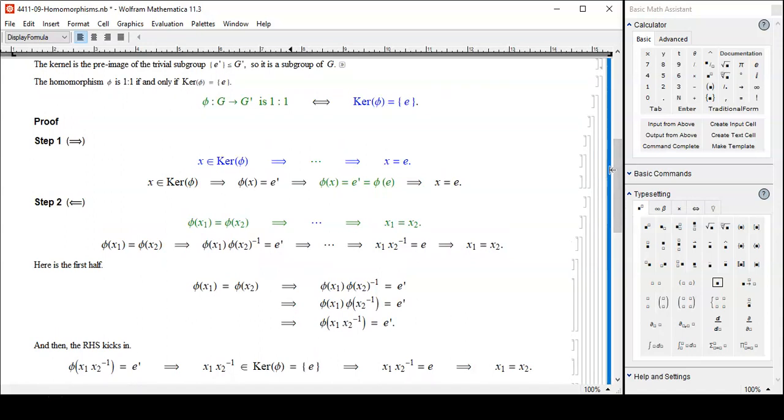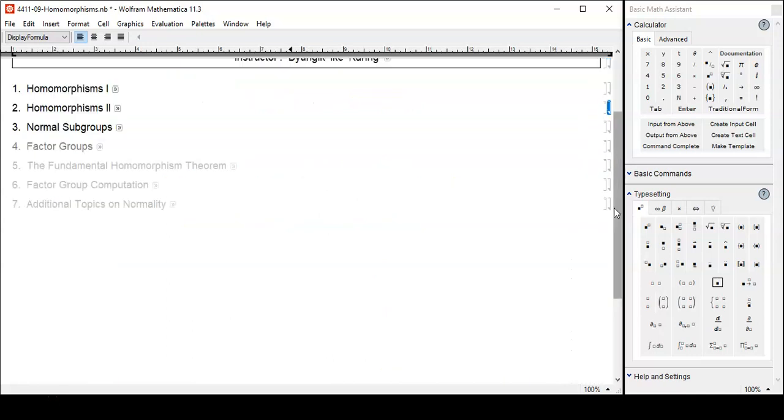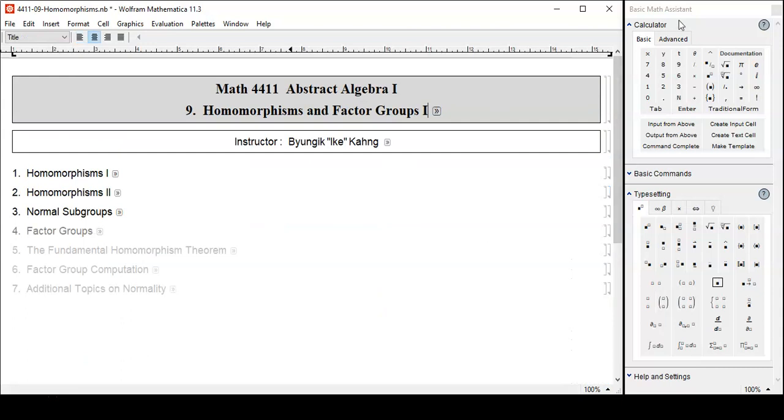A homomorphism is one-to-one if and only if the kernel is trivial. By the way, a similar argument applies for vector spaces and linear maps. A linear map is one-to-one if and only if its kernel is just trivially zero. Same argument applies.